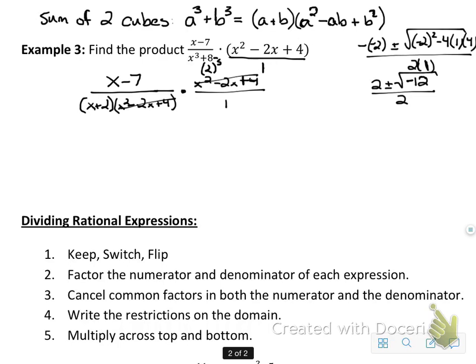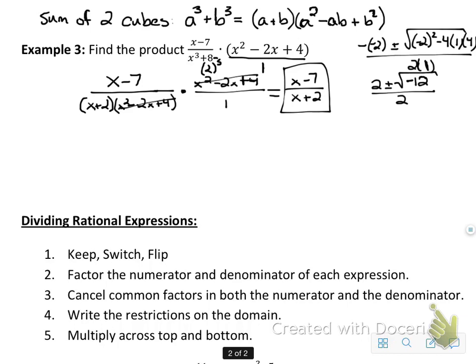So we can multiply across. When you multiply across, you get x minus 7 on top, and on bottom, x plus 2 times 1. So your final answer is x minus 7 over x plus 2. No restrictions, no added restrictions, right?